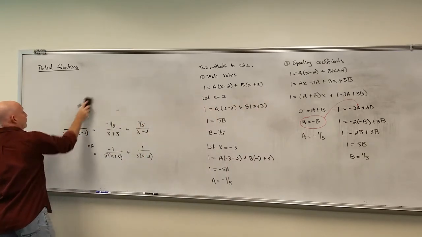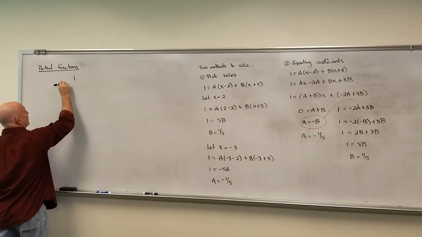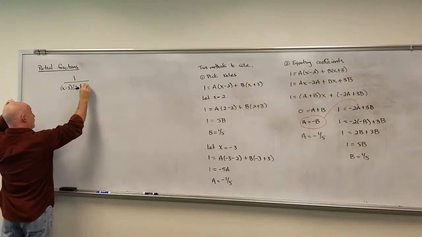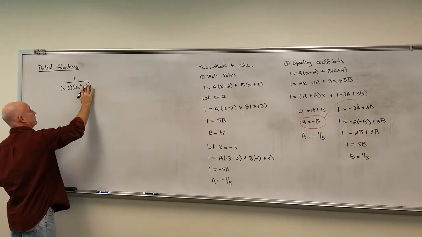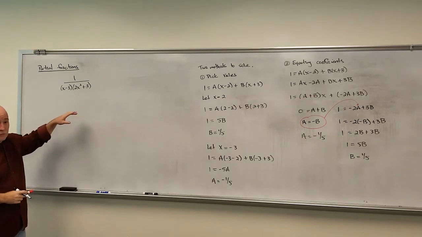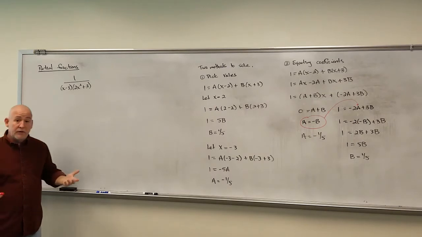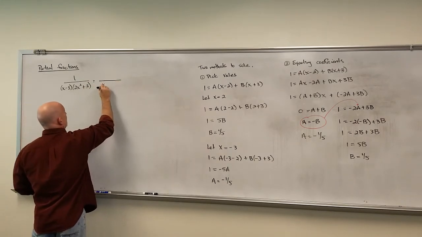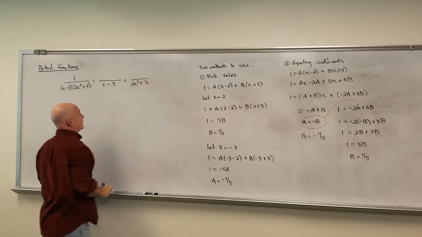See if we can figure out how to break it apart. What if I had 1 over (x minus 3)(2x squared plus 3)? If I'm going to break this up using partial fractions, I need to make sure the denominator is completely factored. In this case, it's completely factored. So I have 2 factors in the denominator, so I can say that that's going to be something over x minus 3 and something over 2x squared plus 3.